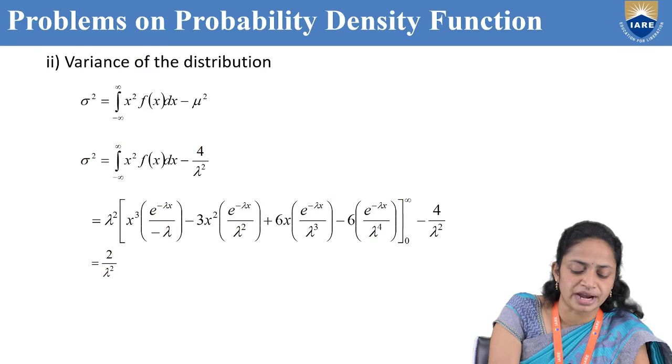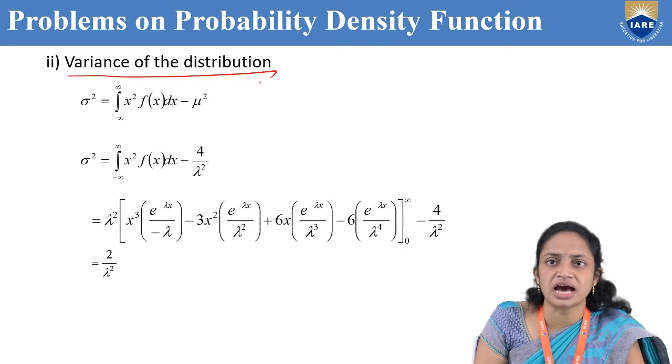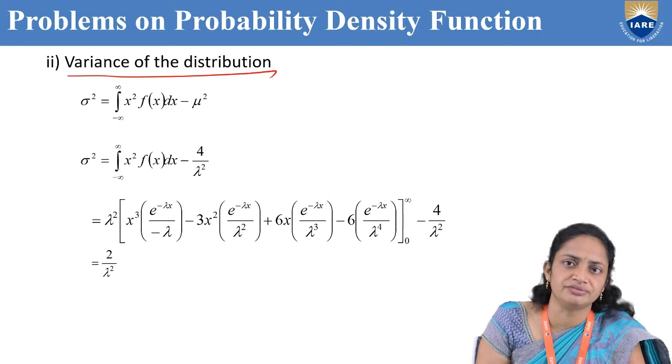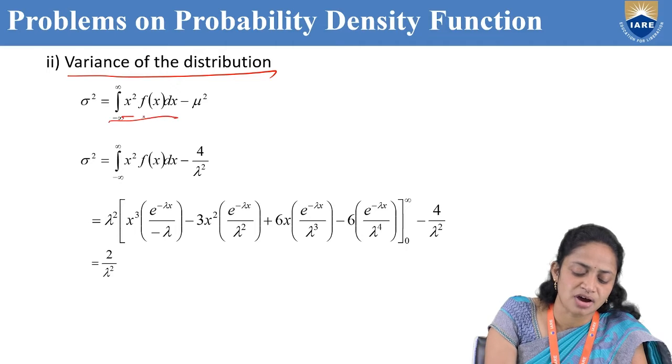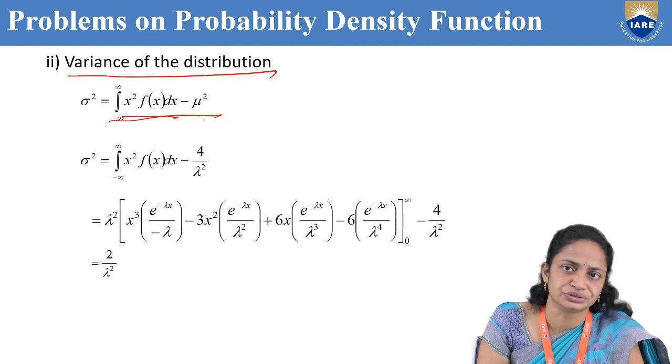Like that we need to find the variance of the distribution. How to find the variance? To find the variance we have a formula. Variance is denoted with sigma square, and that is equal to the integration from minus infinity to infinity of x square f of x dx minus mu square. This is our actual formula.